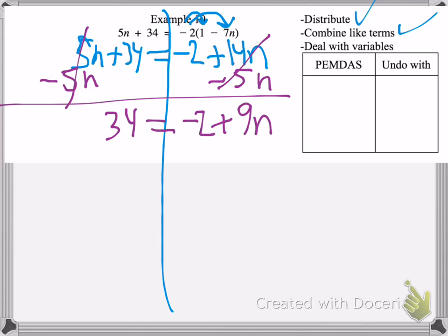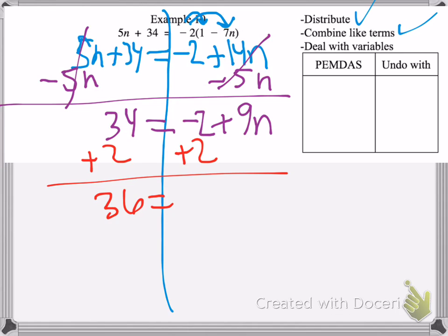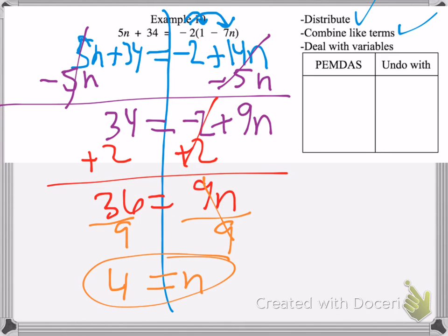I'm just going to go right to it because I'm a pro by now. So I'm going to actually add 2 to both sides. So 34 plus 2 is 36. Negative 2 plus 2 is 0. That's gone. I have 9n. And now finally, I'm going to divide both sides by 9. 36 divided by 9 is 4. 4 equals n, because that cancels. Plug it in and check it.